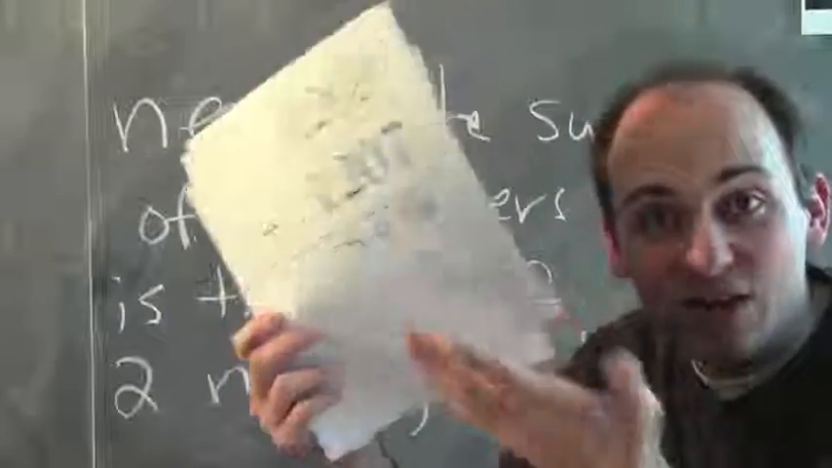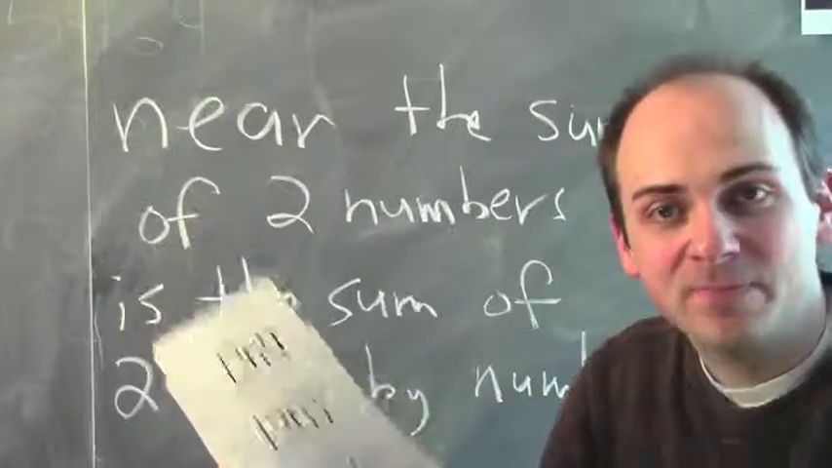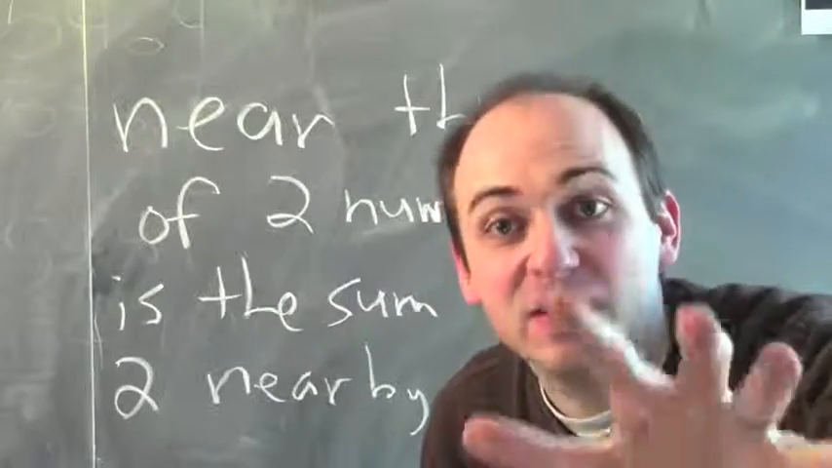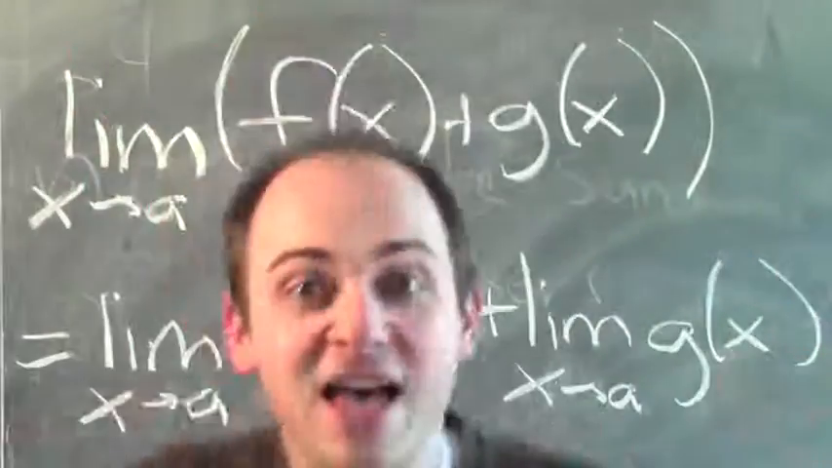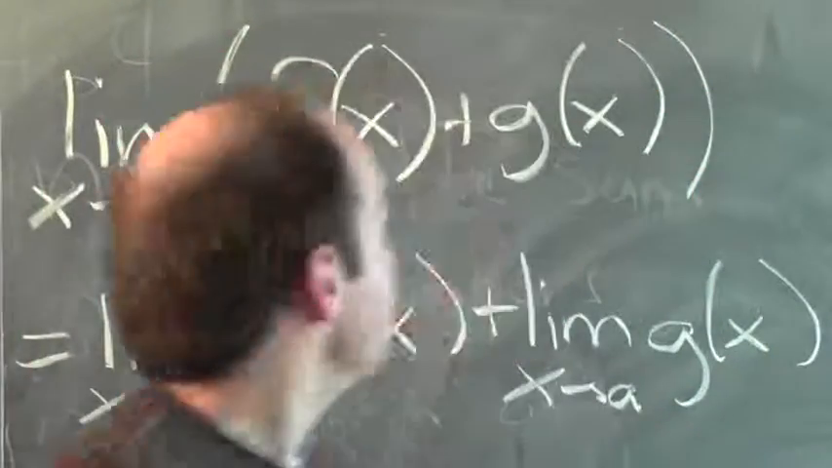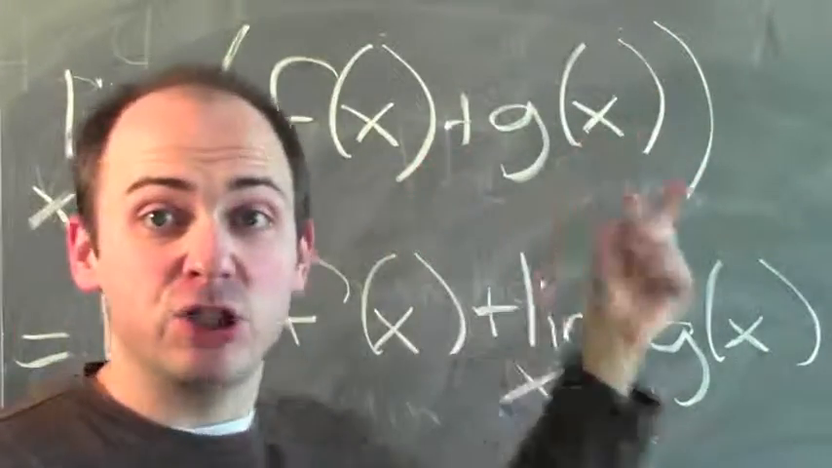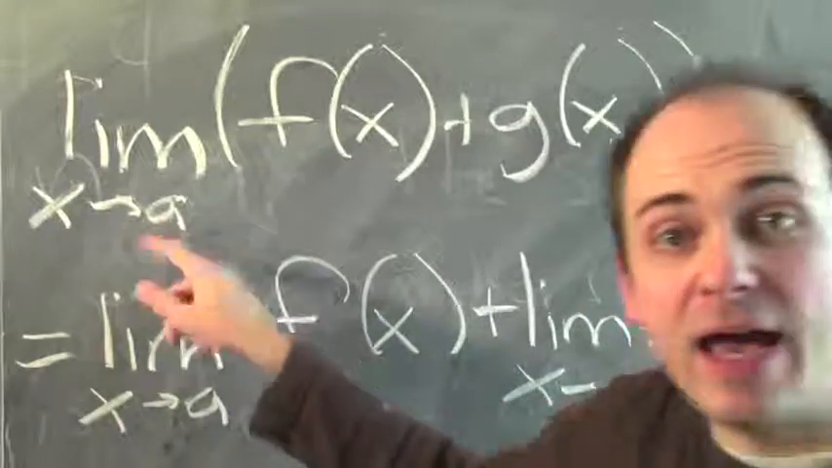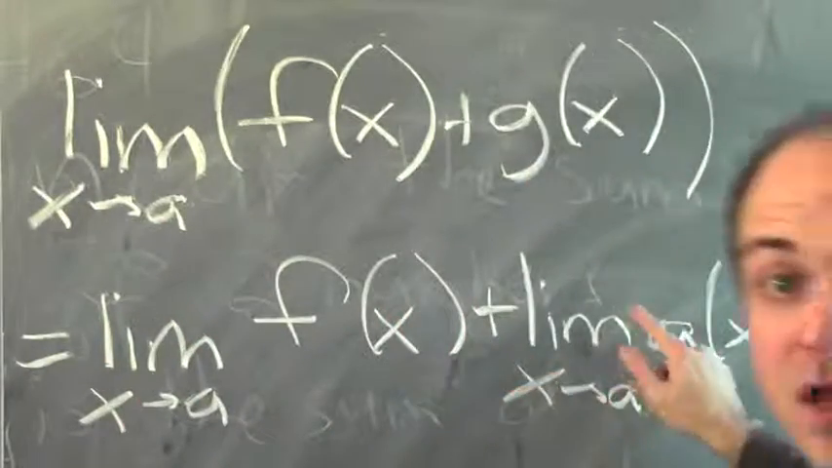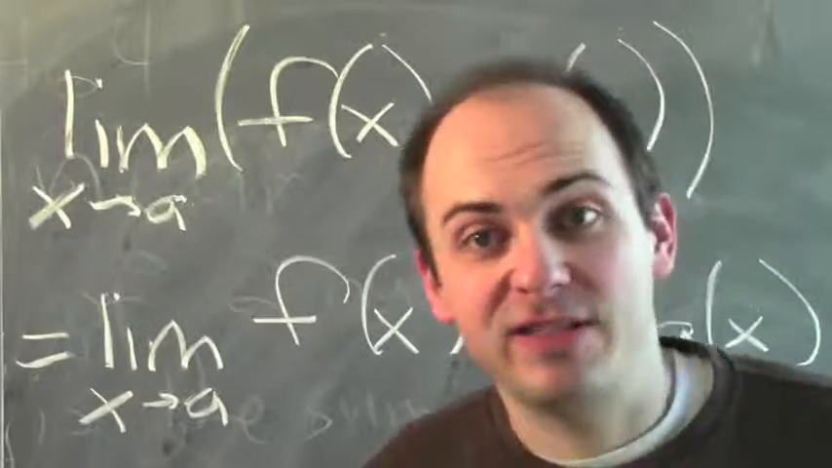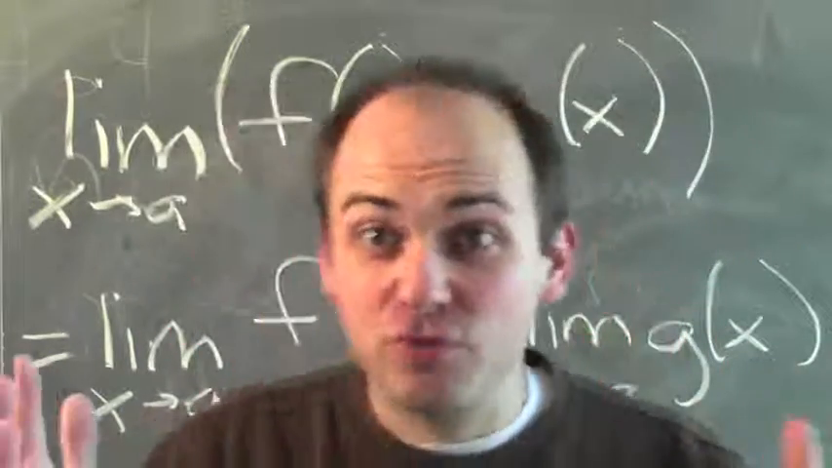All of the answers are nearby as well. How does this relate to limits? Let's take a look. Here's how it relates to limits. The limit of f of x plus g of x as x approaches a is the limit of f of x as x approaches a plus the limit of g of x as x approaches a. How is this related to those arithmetic problems?